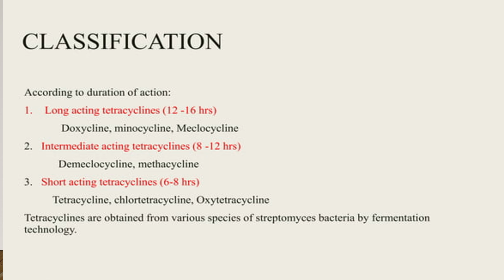Now further classification of the tetracyclines. Tetracyclines are classified on the basis of their duration of action. Basically they are classified as long acting, intermediate acting and short acting tetracyclines depending upon their duration of action. Those active for more than 12 to 16 hours are categorized under the class of long acting tetracyclines. They are doxycycline, minocycline, meclocycline.